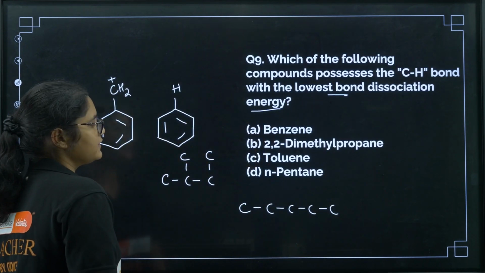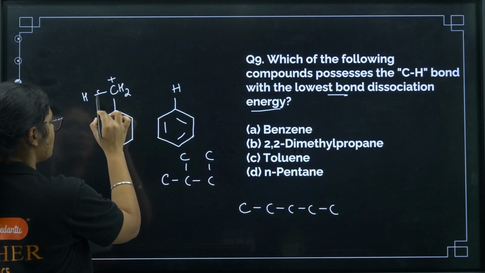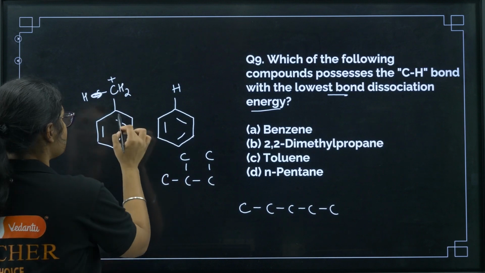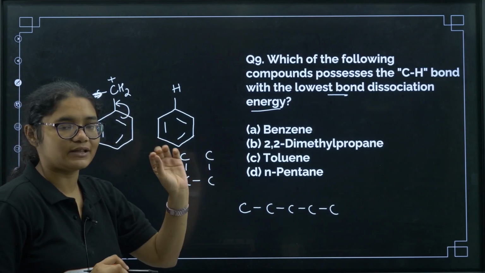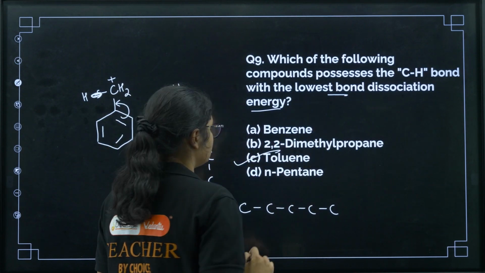Okay, so now they are talking about the CH bond. Now you see, if this CH bond breaks, the carbocation formed here will be very stable because of resonance, right? So this CH bond can break easily, which is why it has low bond dissociation enthalpy. So the answer will be toluene.